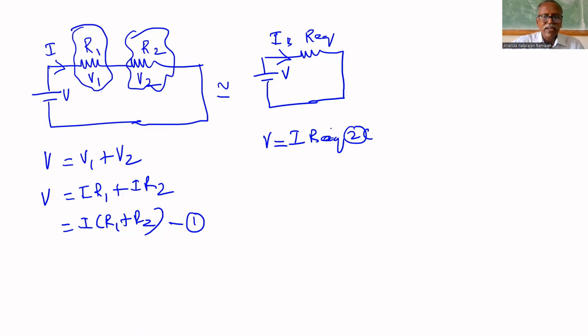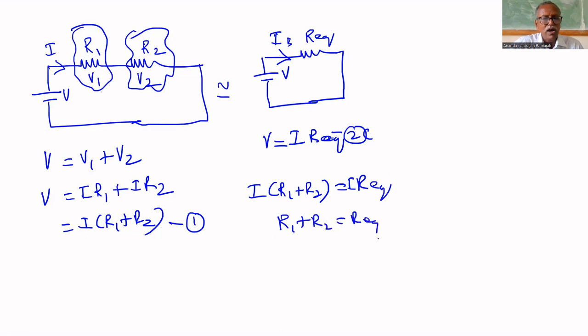From 1 and 2, we can equate the right-hand sides. Therefore, I multiplied by R1 plus R2 equal to I R equivalent. I gets cancelled. Therefore, R1 plus R2 equal to R equivalent. This circuit also has the same amount of current. That's why it is R equivalent. Suppose 3 resistances are there, we have to add. That's all.